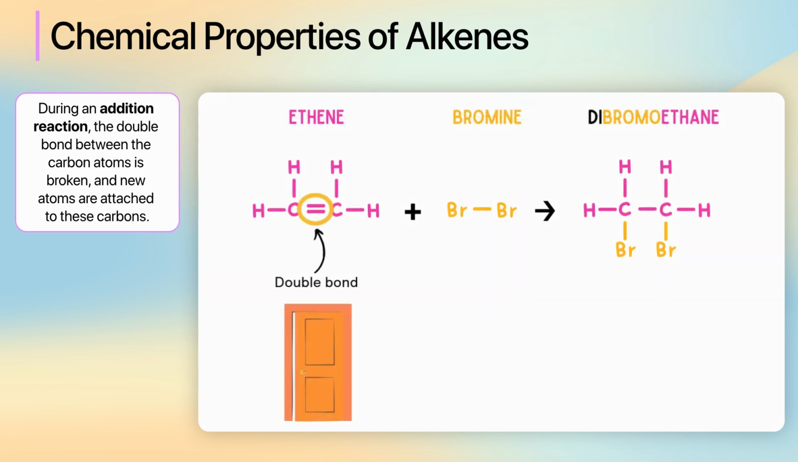To visualize this, think of an alkene molecule with its carbon-carbon double bond as a flexible hinge. This hinge can open up, allowing new atoms to attach themselves, which changes the molecule's structure and properties. We'll talk about this a bit more in the next lesson.